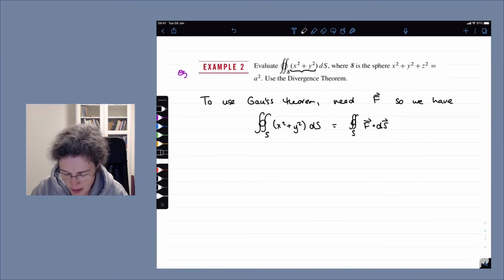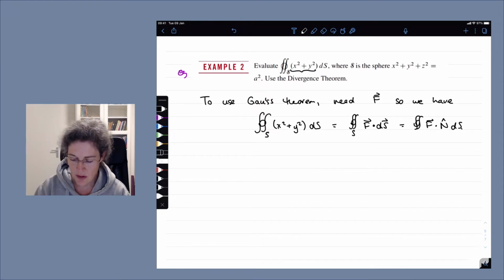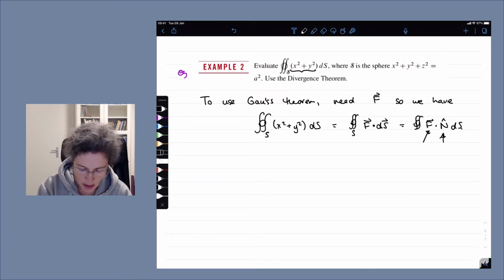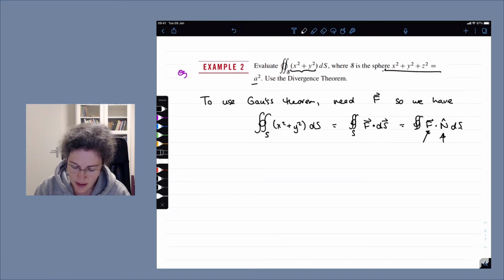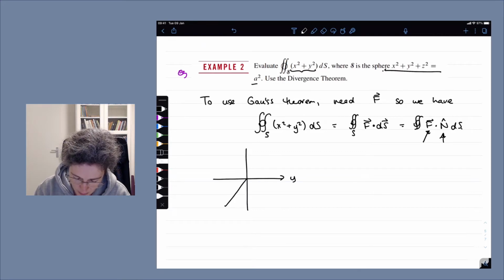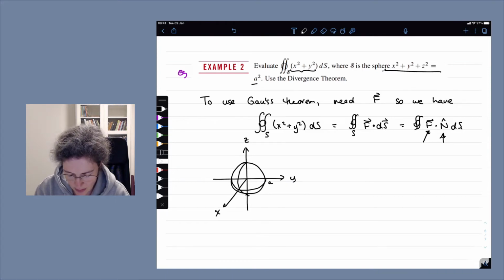So I have written that technically correctly, the way we've seen it. Okay, so we need several things. We need this normal, and we need this force over here. So we have a sphere of radius a centered at the origin. So let's have a look at that. Here are my coordinate axes, and let's draw our sphere. Something like this, and we've got a radius of a.